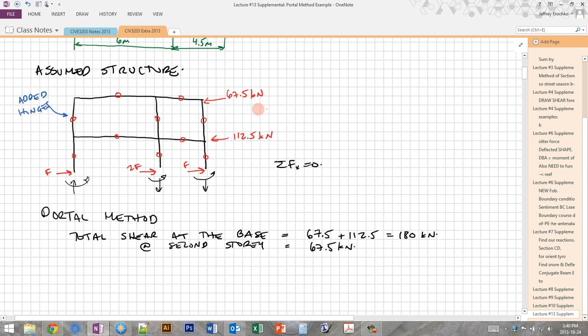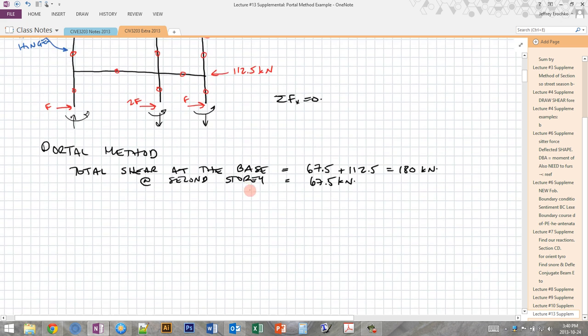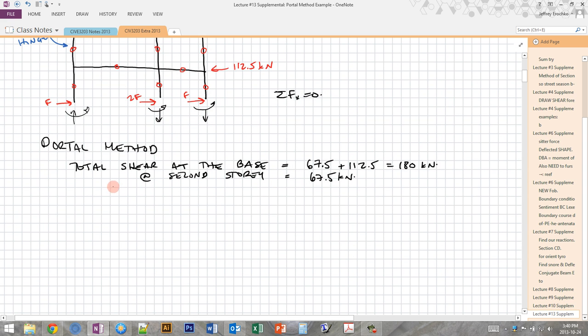And then we do the same thing for the second story. So for the portal frame method, we have to do this kind of thing where we find the shears in the columns. We have to do it at the base and then for each story above in order for us to get enough known forces in order to solve using equilibrium. So now that we know these values, we're going to find the force at the base.